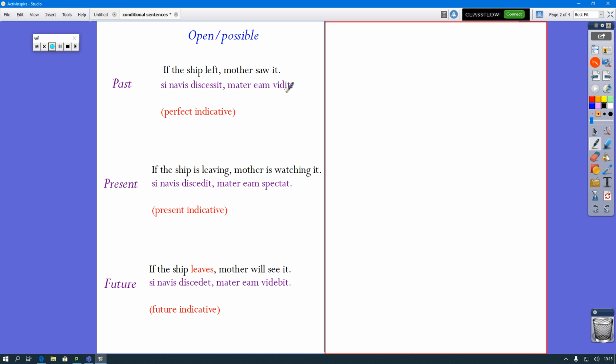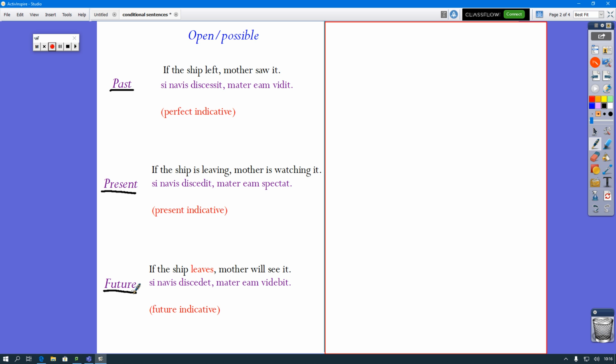So these are indicative conditions. There is a second half of the page that we're going to come to later on with subjunctive conditions. They're not needed for GCSE, but they're quite fun to look at. So conditions can take place in three times. They can take place in the past, the present, or the future.